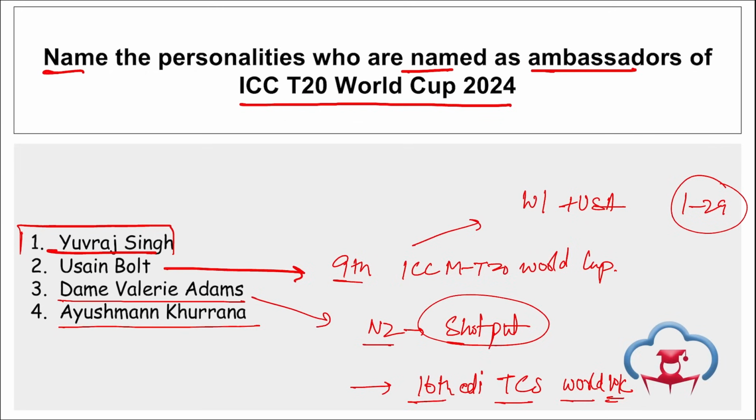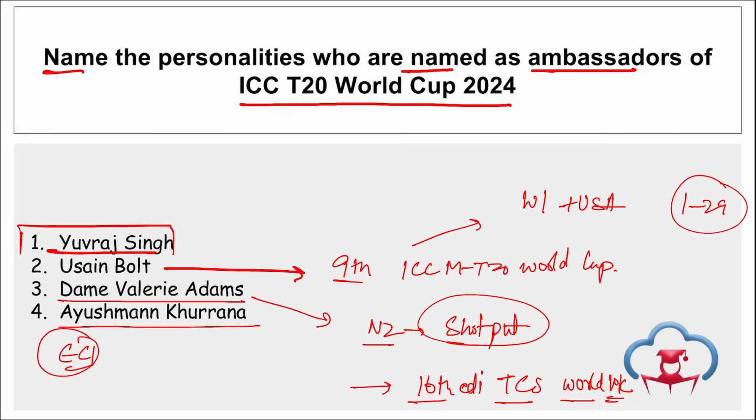If we talk about Ayushman Khurrana, he is an actor, right? He has partnered with the Election Commission of India to drive young voting in India and also to encourage the youngsters in India to vote in the Lok Sabha elections that will be held recently, right?